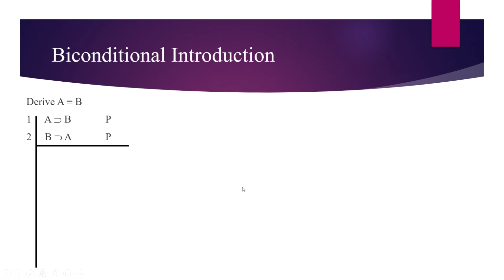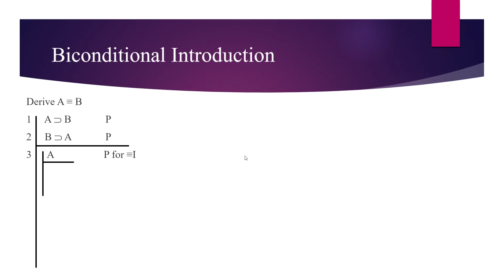So here's a problem. We need to prove A if and only if B from the premises if A then B and if B then A. This is quite a simple problem, but I just want you to see these rules in action. We start by assuming the left side of the biconditional. So on line 3, we introduce a new scope line with the premise A for biconditional introduction.